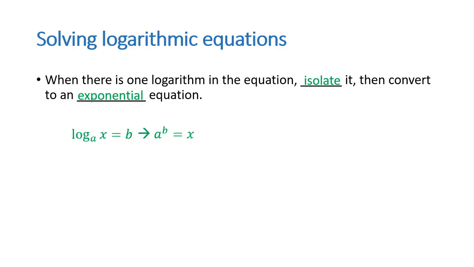So a is a constant, b is a constant. So a to the b power is just going to be a constant number. There are no variables on that side. And then x is already by itself. So in this case, x is equal to a to the b power would be our solution.